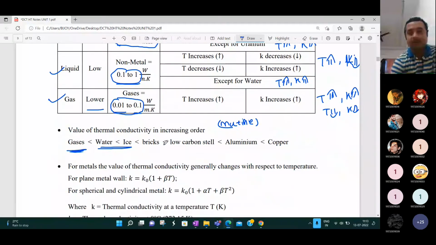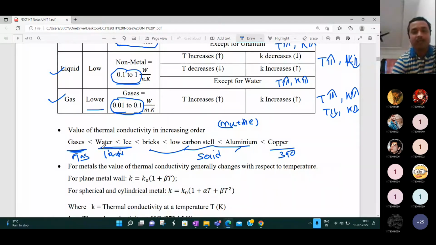Then we have copper. It has 390. Then aluminum, low carbon steel, and these are all solid materials. Water comes under liquid and this comes under gases. So solid materials will always have higher thermal conductivity than liquid, than gas. So in any multiple choice question of this type, the thermal conductivity of solids will always be higher.